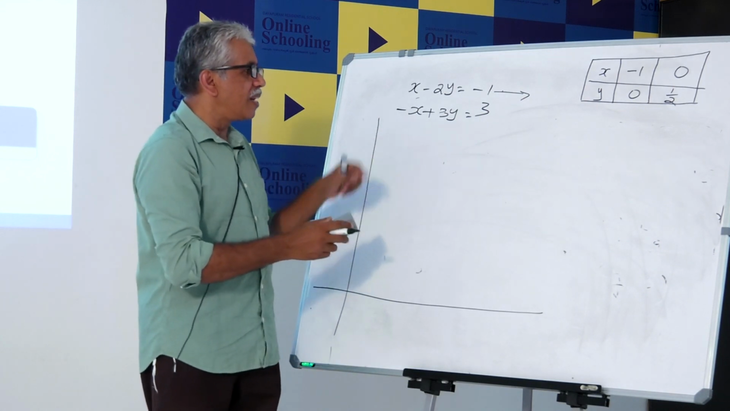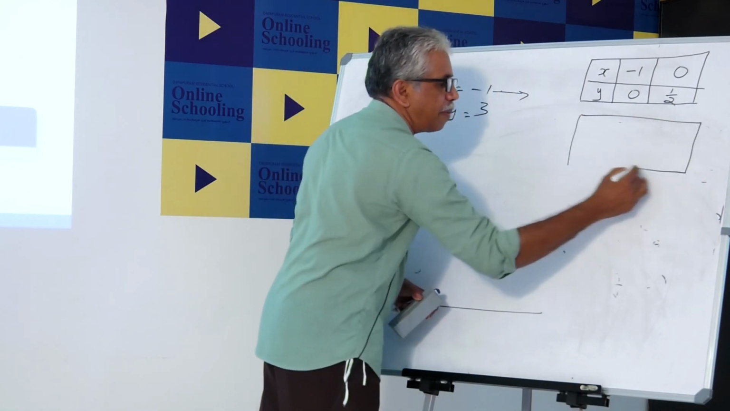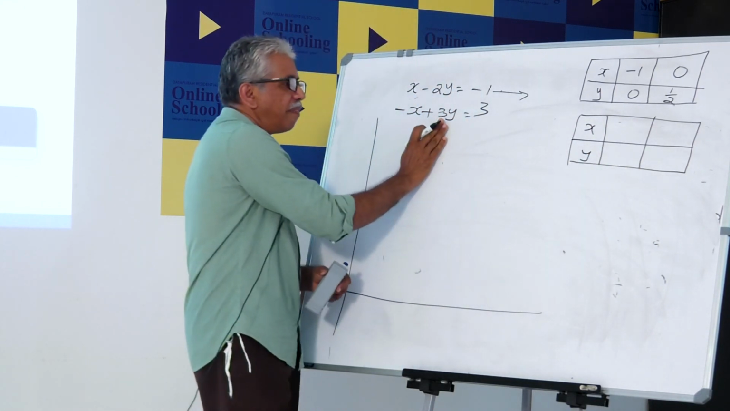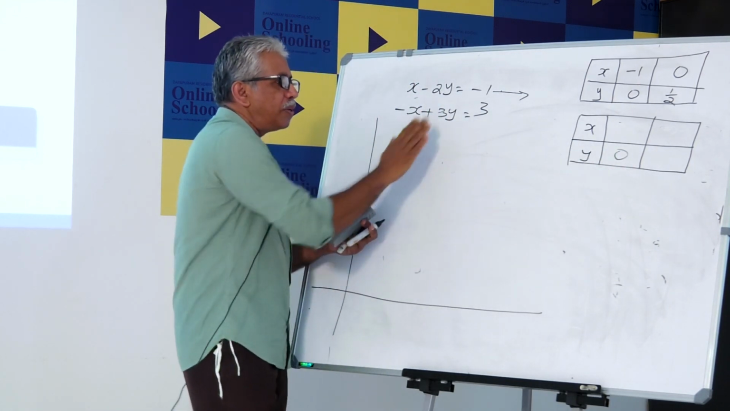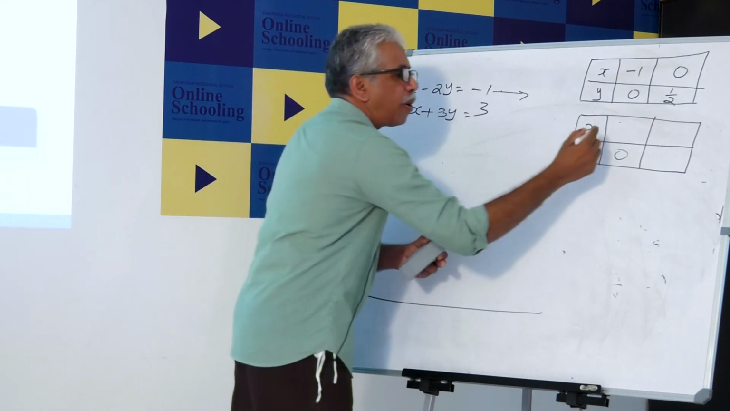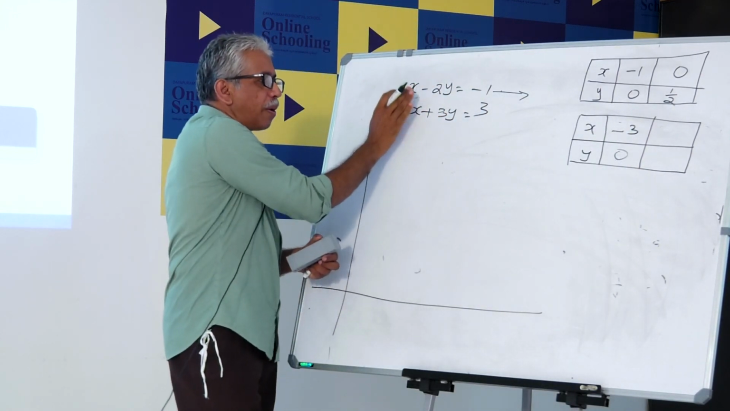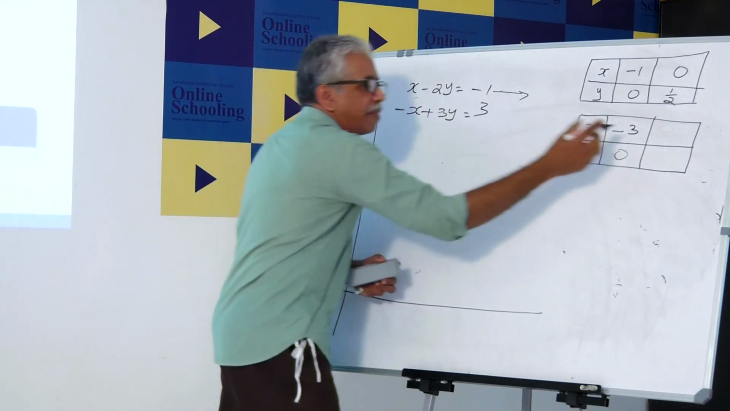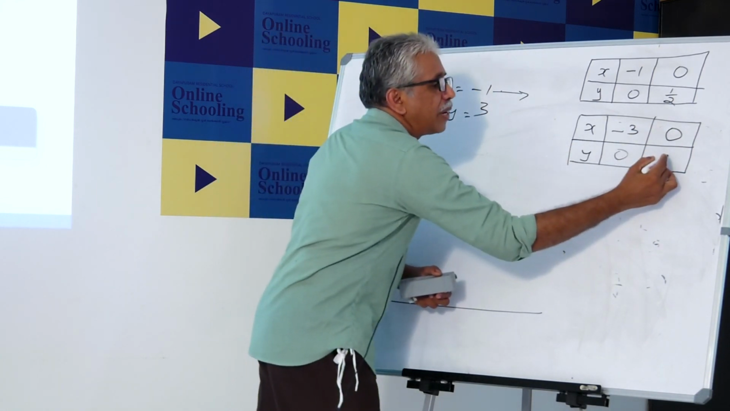Similarly, you consider the second equation. For that also you prepare a table of x, y. So what happens if y equal to 0? When y equal to 0, the equation reduces to minus x equal to 3 or x equal to minus 3. So 1 point you got, x equal to minus 3. Now what happens if x equal to 0? When x equal to 0, the equation becomes 3y equal to 3, and thus you get y equal to 1.